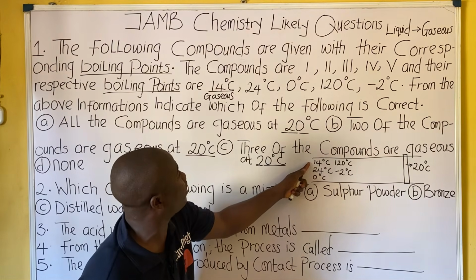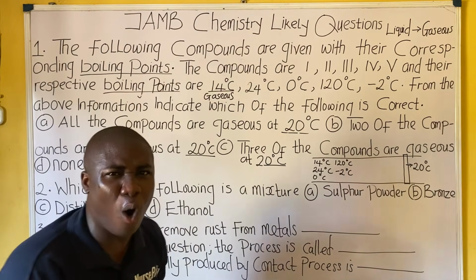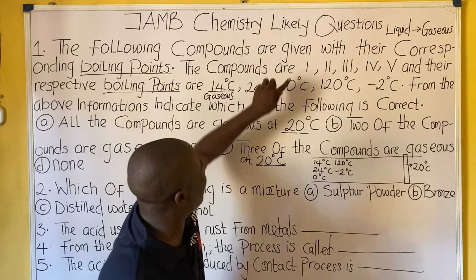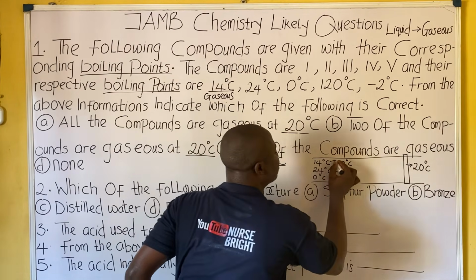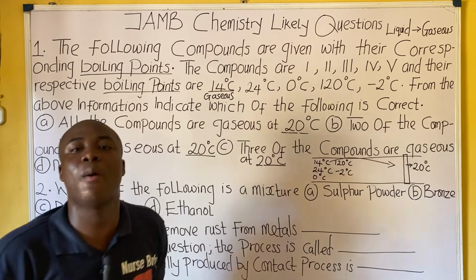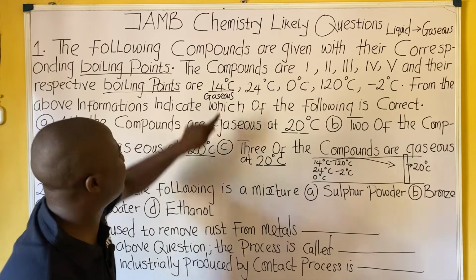Before this first compound 1 gets to the finish line, it should have become a gas, because the boiling point of the compound, specifically compound 1, is not even up to the finish line. So before this guy gets to the finish line, it should have become a gas. You understand the point I'm trying to make? It's very simple, because it's a boiling point.